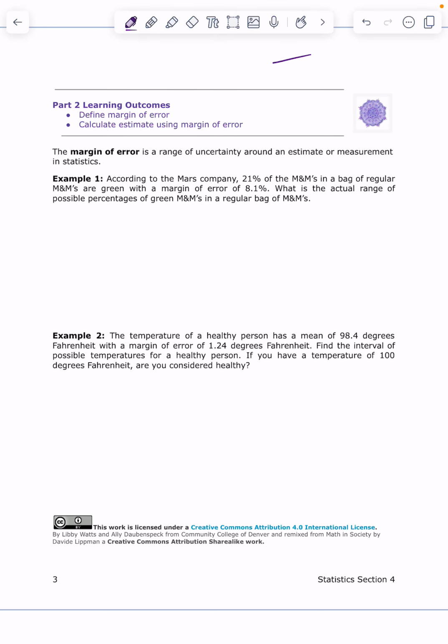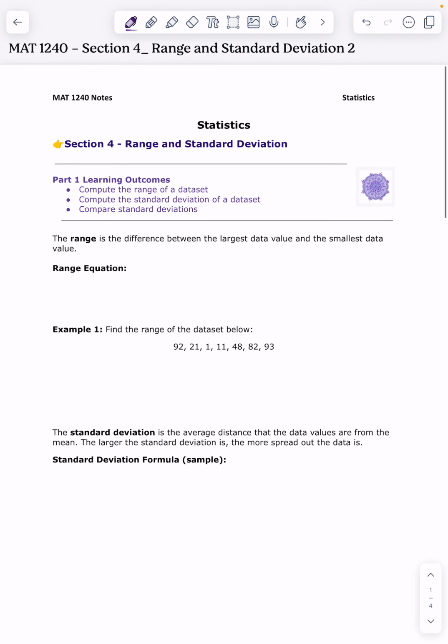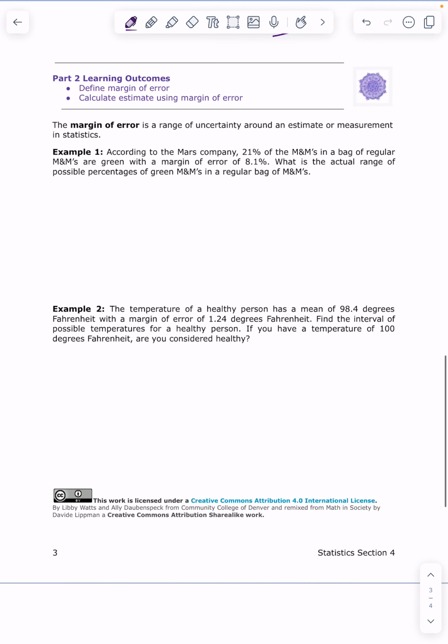Okay, this is statistics section 4. I'll go up to the top here, which was range and standard deviation. But this is part 2 of that section. And the margin of error, and we're also going to calculate estimate using the margin of error.